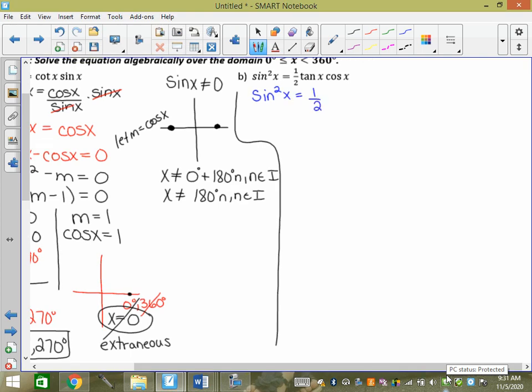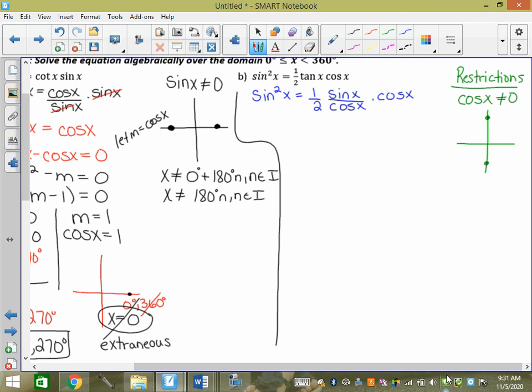All right. So we have sine squared x equals 1/2 tan, which is sine x over cos x, times cos x. And then I'm going to cross off my cos x. Before I cross it off, I have to state restrictions for non-permissible values. So cos x can't equal 0, that's at 90 and 270. So I could go 90 plus 360 and so on, or 90 plus 180, because these keep happening. So x can't equal 90 degrees plus 180 degrees n.